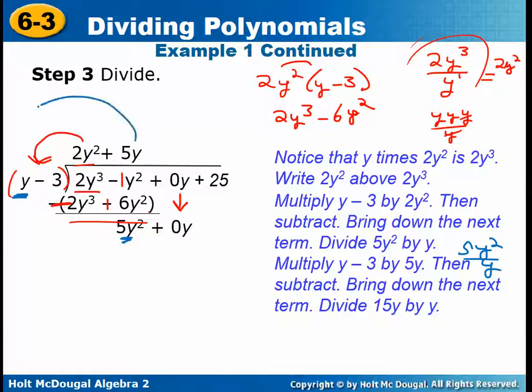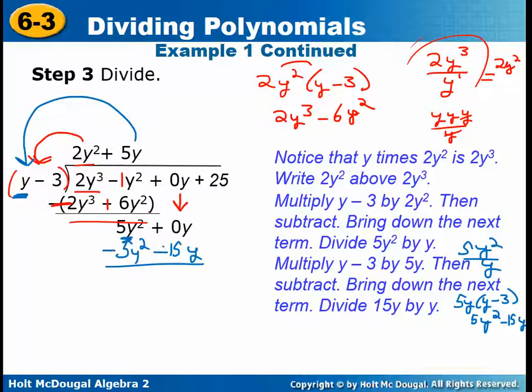Now you multiply back. We're going to take 5y times y minus 3. And that would be 5y squared minus 15y. So underneath here you write 5y squared minus 15y. But the rule is that I have to subtract that. So I write minus, and I have to take the opposite of this sign. So I'll get 15y, and then bring down your next term.